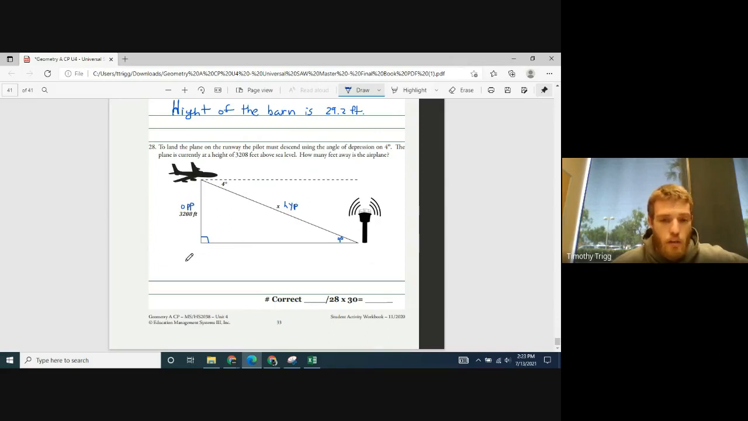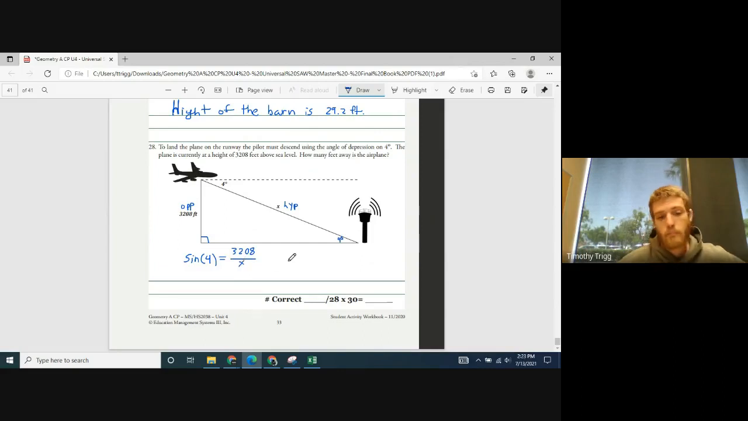So which trig function involves opposite and hypotenuse? Hopefully you remember that that's sine. So we'll be using sine in this case, and we're going to put the angle in here. You always put the angle in where the trig function is. So sine of 4 degrees equals opposite over hypotenuse. So that's going to be 3,208 over the hypotenuse, X.